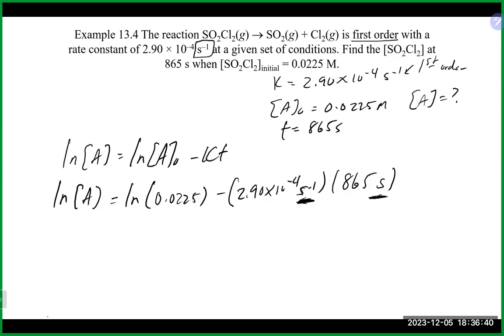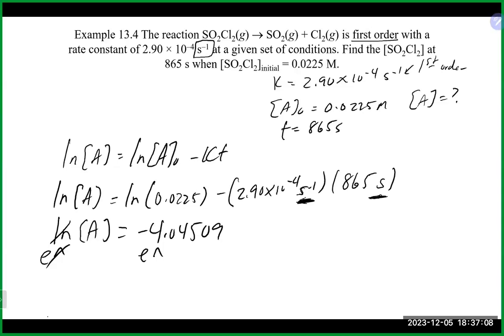So we're just going to clean up the right-hand side here: the natural log of 0.0225 minus 2.9 times 10 to the minus 4 times 865. That's going to get us the natural log of A is equal to minus 4.04509. To get rid of the natural log on both sides, we're going to take the e to that. That will get rid of the natural log on that side, and we're not going to do anything to the sign, so we're just going to take it the way it is.